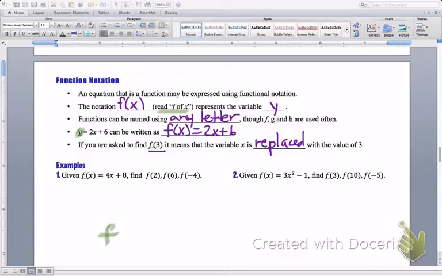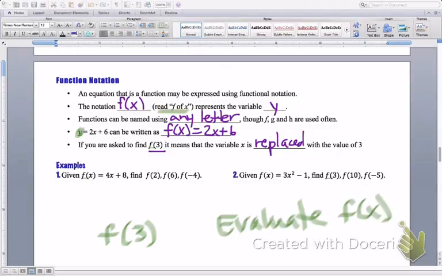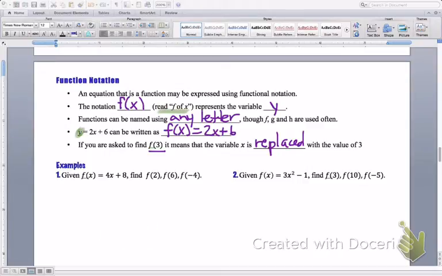So let me just show you. I can say f of 3, which means plug in a 3, or I can say evaluate f of x when x is equal to 3. So again, looking at the 2 sides, which one's faster? Obviously the one on the left. The one on the left says what I wrote out on the right. So it means plug in the number 3 in the function. That's pretty much what it says. So let's go ahead and see how that works. Let's look at example number 1. We have a function f of x equals 4x plus 8, and we are asked to evaluate 3 different values.